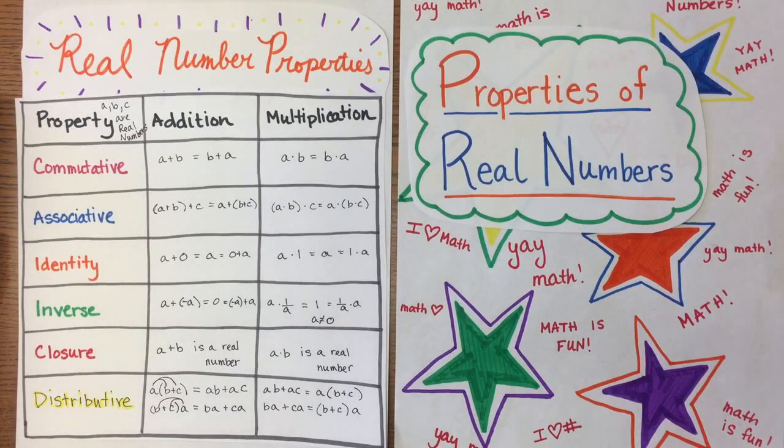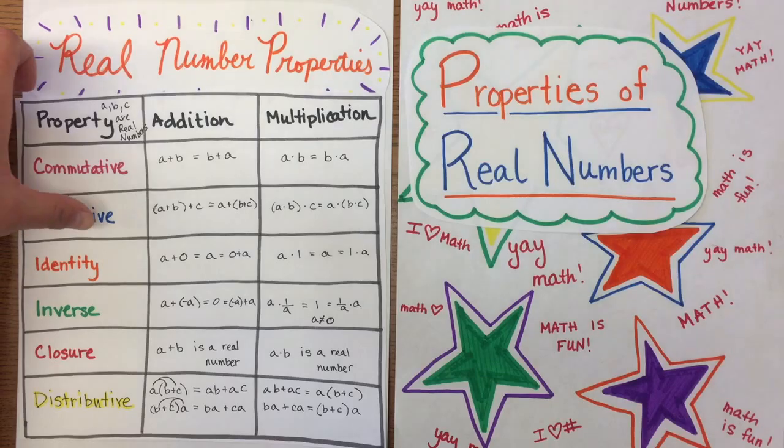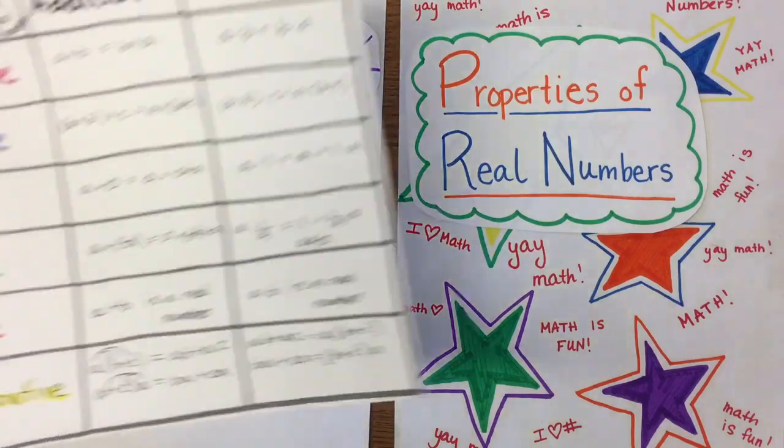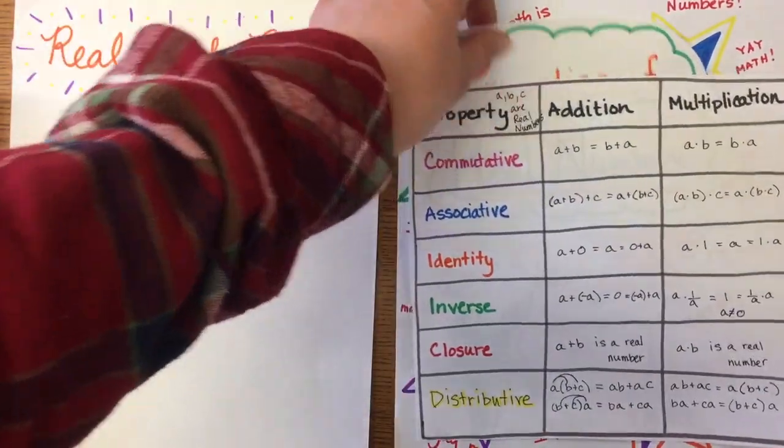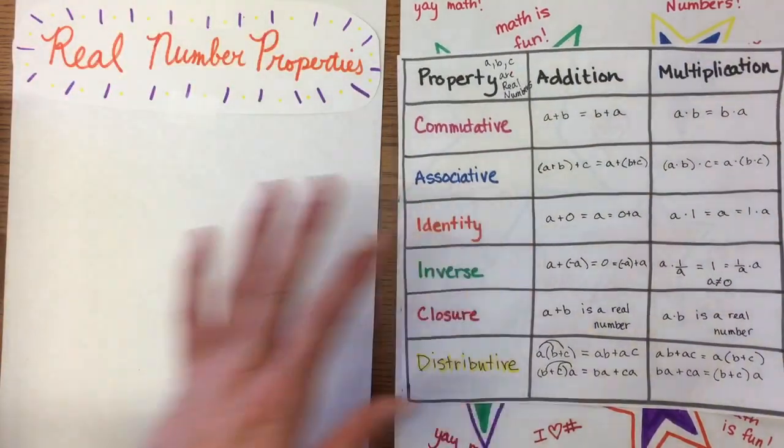Welcome back. We're continuing our videos on the properties of real numbers. In our last video, we looked at our real number properties. We had commutative, associative, identity, inverse, closure, and distributive. They're all written out here. If you have any questions about them, make sure you go back and look at the last video on these properties. So I'm going to put them over to the right.